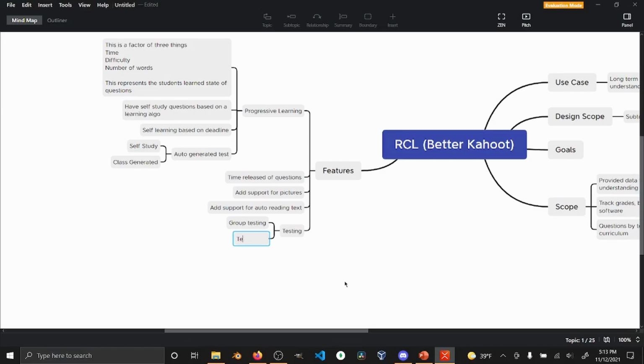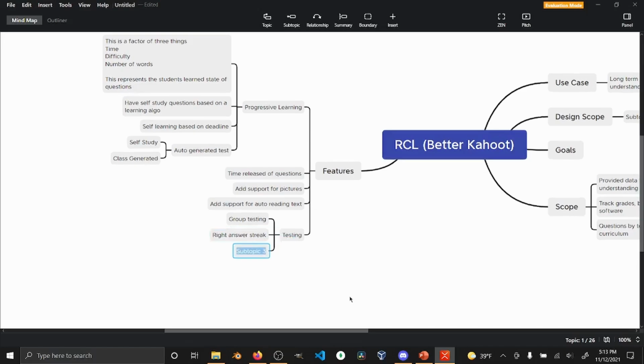I also like how we had a streak thing, because you're like, oh, I'm actually doing this. If you're answering a lot of questions in a row, it'll show you that I'm actually doing it. Okay, right answer streak. This one, yeah, let's not put that under testing. Not yet, at least. Okay, right answer streak, not based on time.